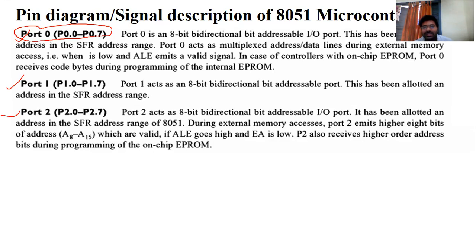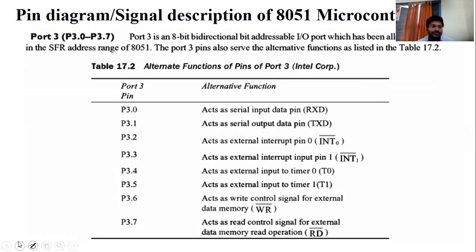But in our 8086 microprocessor, we connect 16-bit input output devices. In the 8051 microcontroller, it is only possible to connect 8-bit input output devices, because the ports given have 8 bits only. Now port 3, you know that port 3 is different.